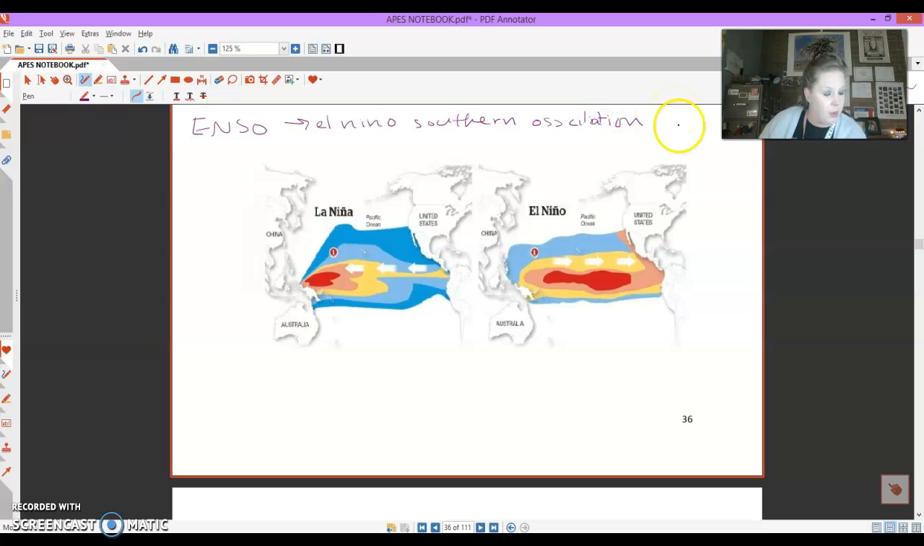Okay, so we're looking at changing of the ocean temperature in the Pacific Ocean. We're just looking at the Pacific Ocean. So that's what these colors are going to indicate. So changing ocean surface temps in the Pacific Ocean. And what this does is it will impact global climate.